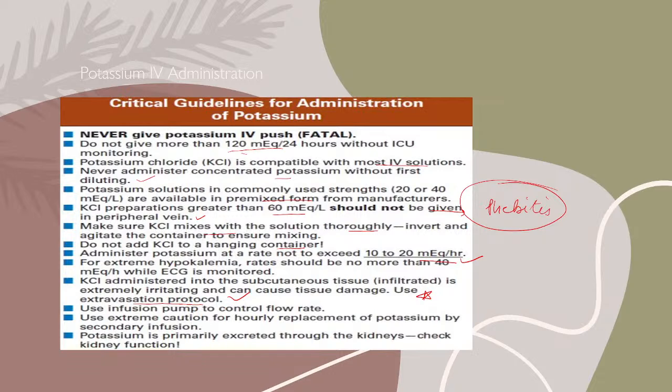Then use an infusion pump to control the flow rate. That is very important. Use extreme caution with early replacement of potassium by secondary infusion. Potassium is primarily excreted through the kidneys. Check kidney function tests. Whenever potassium is being replaced, we need to check renal function, and if the patient has impaired renal function, we will adjust the dose accordingly. So these need to be remembered while administering potassium intravenously.